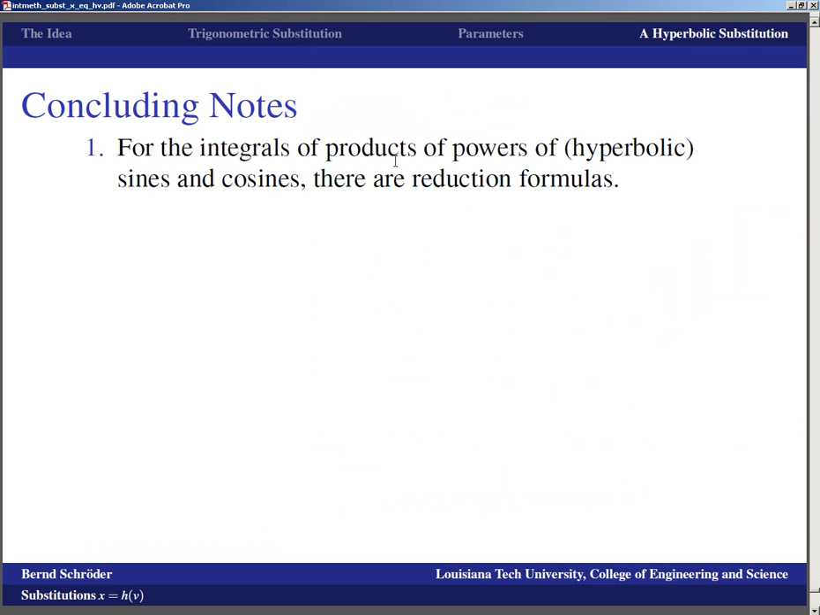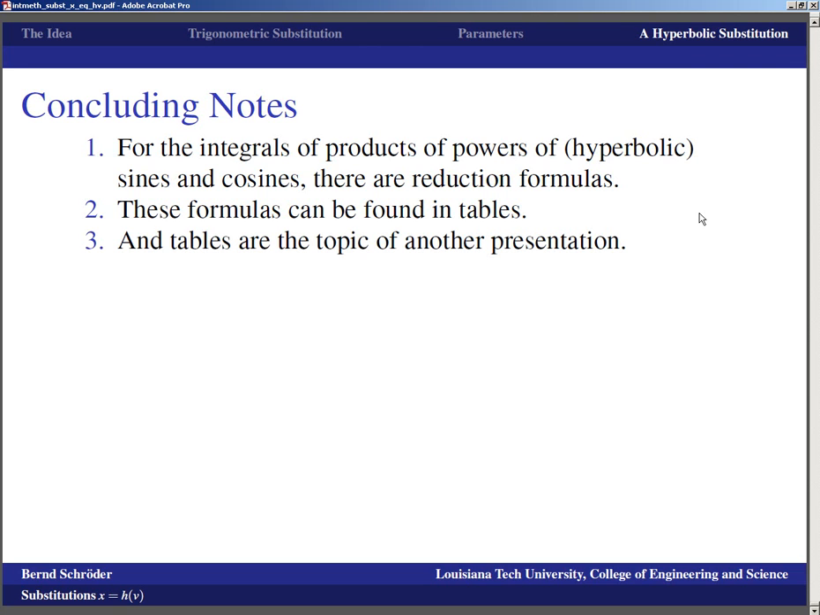So we're already at the concluding notes. For the integrals of products of powers of sines and cosines, as well as of hyperbolic sines and cosines, there are reduction formulas. So even though these substitutions will always end up ultimately with these ugly products of powers, these things actually can be handled. These formulas, however, can be found in tables. Yes, you can prove them and derive them, but personally this is something that I look up in tables. If you have a test where your teacher says you need to have them memorized, memorize them. There's nothing wrong with knowing something.